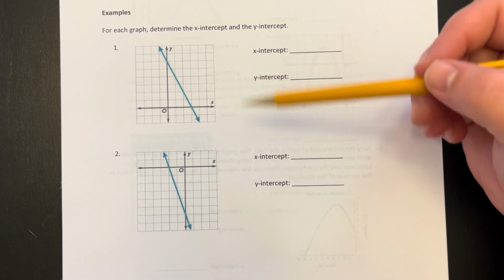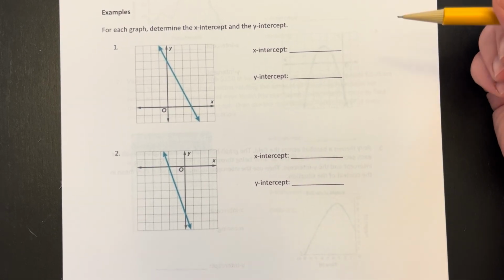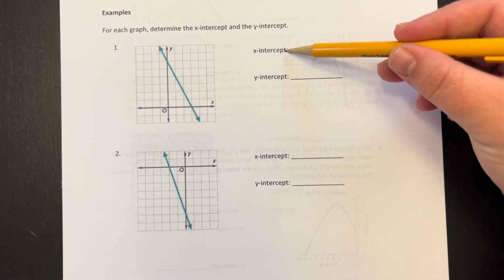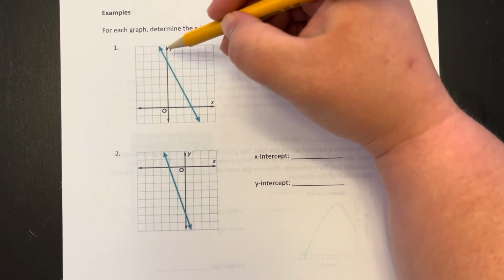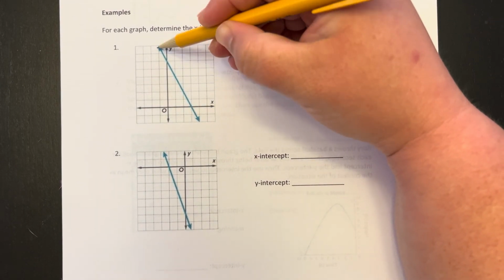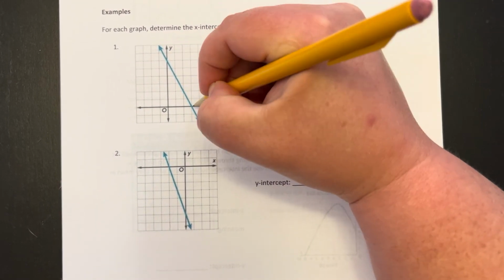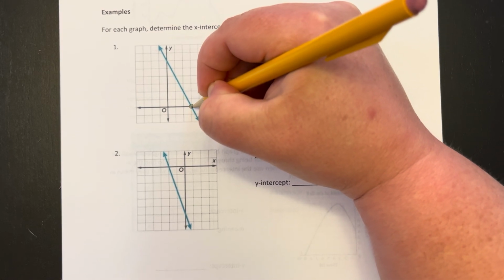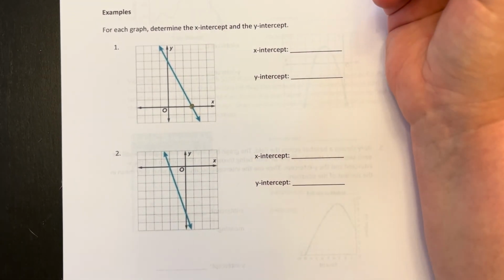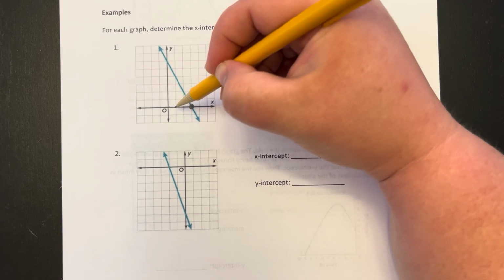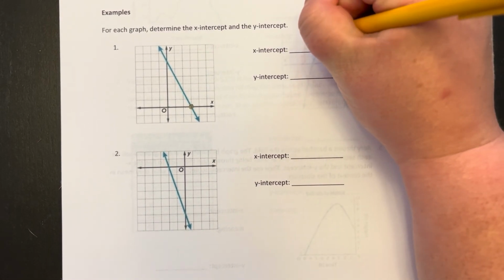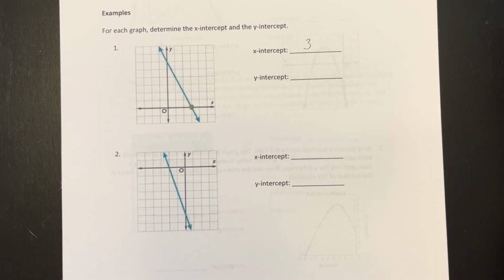So the first two examples that we have here are linear. That means that they are in a straight line. So if I'm going to find the x-intercept, I'm looking for where the graph, which is my line, touches the x-axis. So that would be right here. So all I need to do is identify what that x value is. So from the origin, it's 1, 2, 3 over. So that means my x-intercept is 3.